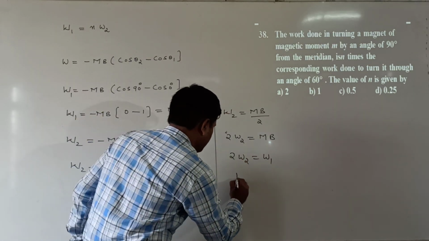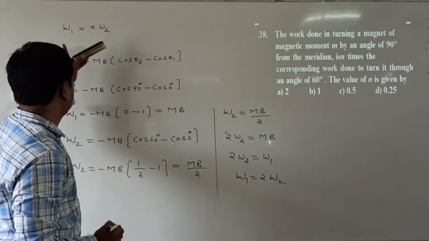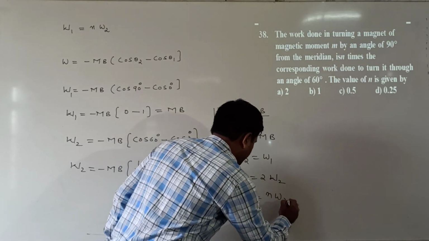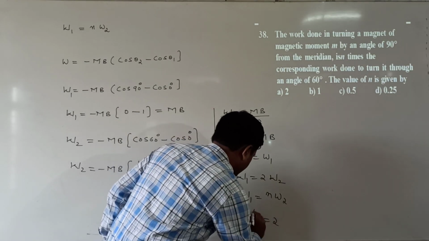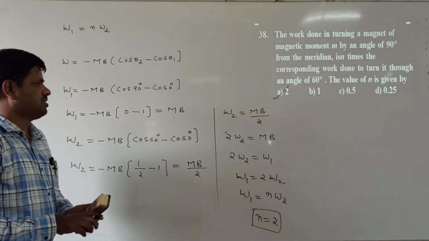So W1 is equal to 2W2. But what is the relation given? Here W1 is equal to nW2. Comparing these two, what is the n value? n is equal to 2. So which option is correct here? A option is correct.